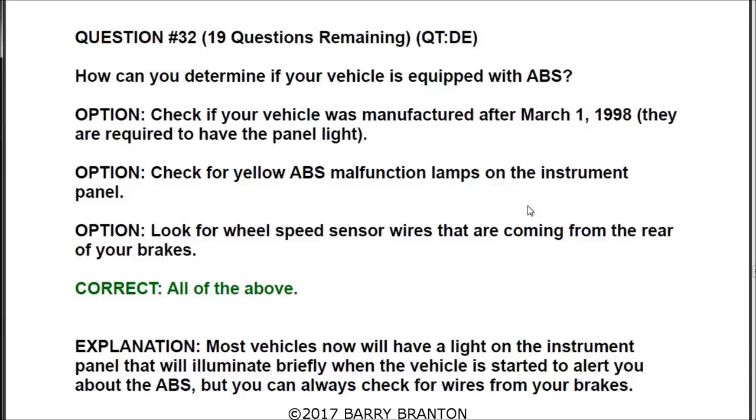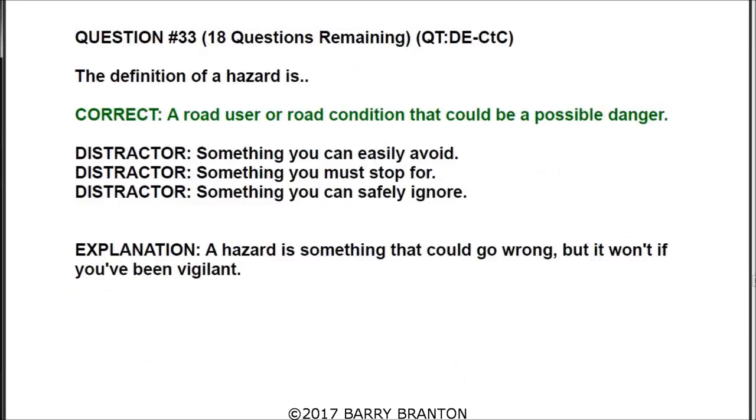The explanation is most vehicles now will have a light on the instrument panel that will illuminate briefly when the vehicle is started to alert you about the ABS, but you can always check for wires from your brakes. Question 33. The definition of hazard is, and the correct answer is, a road user or road condition that could be a possible danger. And the explanation is, a hazard is something that could go wrong, but it won't if you've been vigilant.